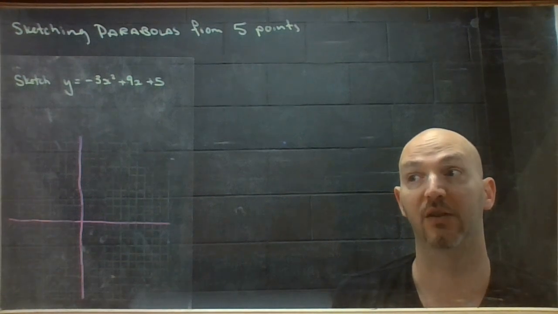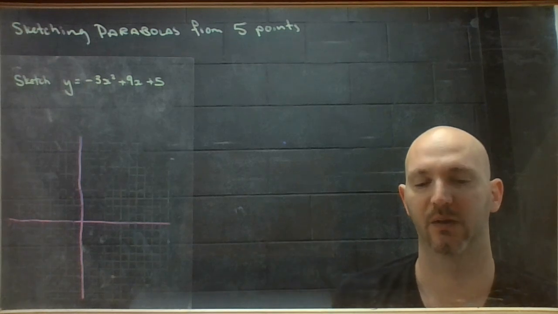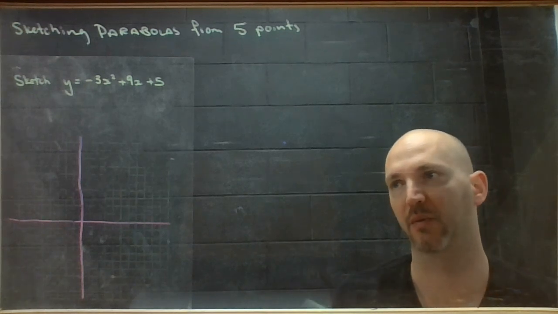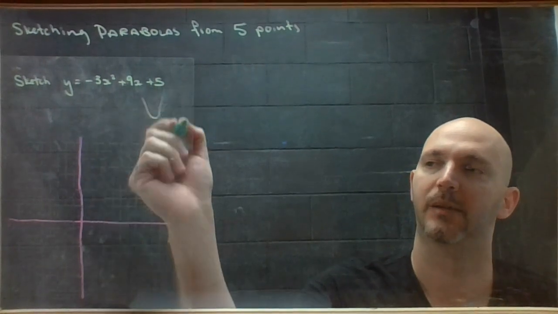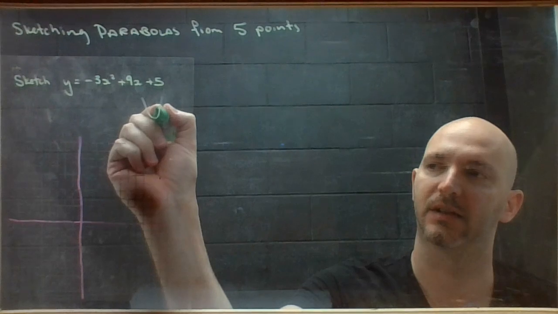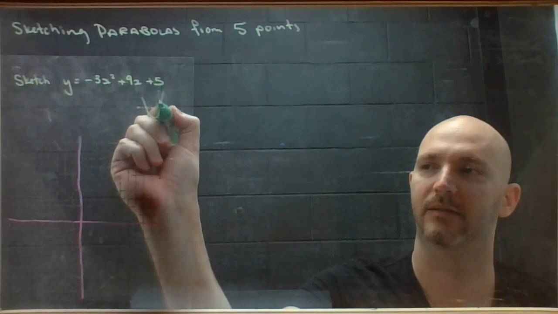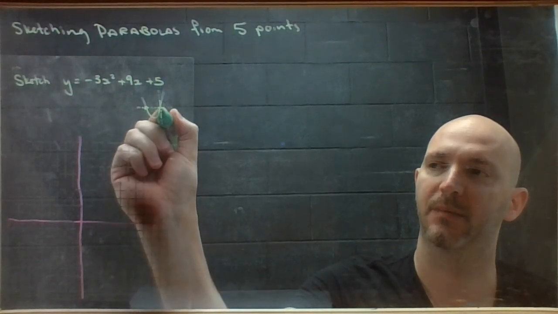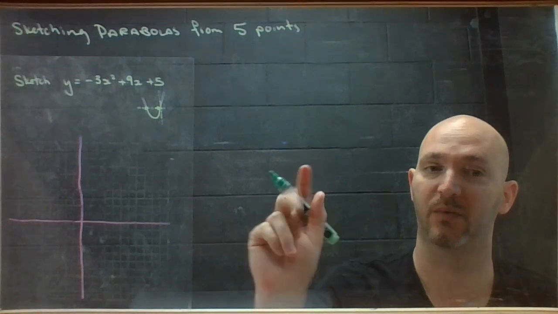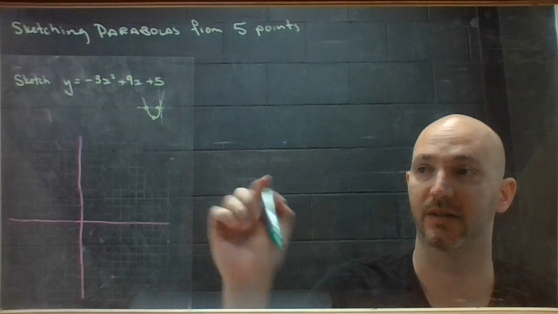We're going to sketch this parabola from 5 key points. So if you think about the shape of a parabola, this U-shaped kind of thing, and if there's an axis on it somewhere, maybe like this, there're going to be x-intercepts here and here. That's 2 of your points.